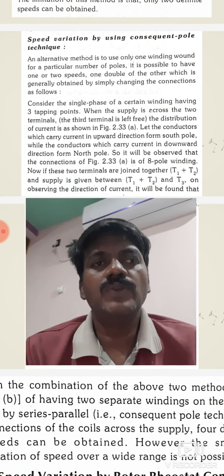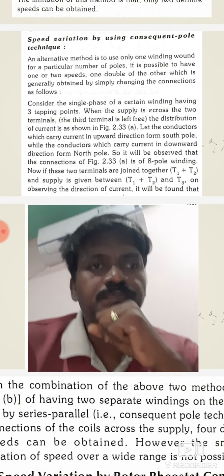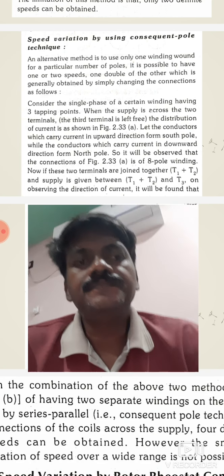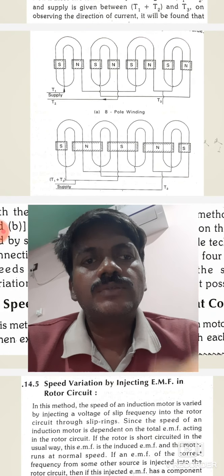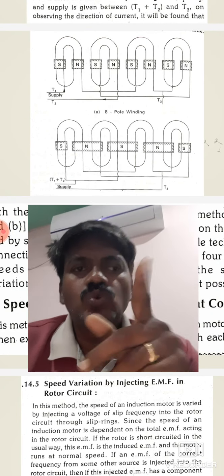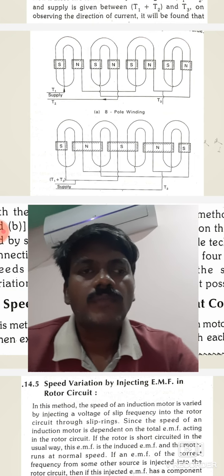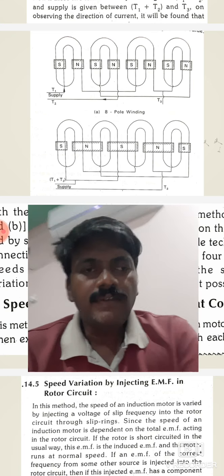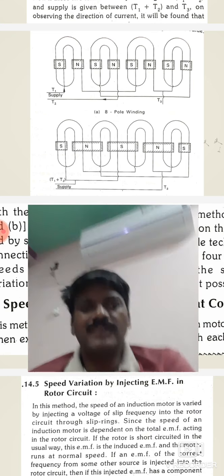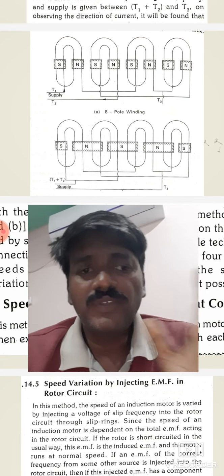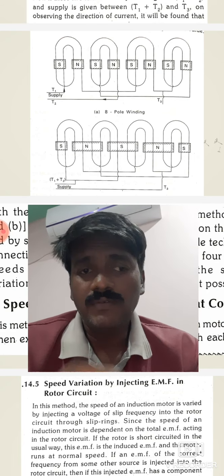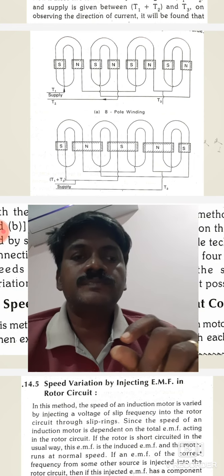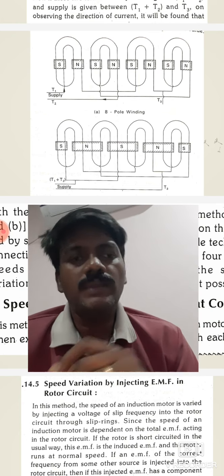Speed variation by consequent pole technique method. So here observe the slide. There are two windings. An alternative method is to use only one winding. In the first case, we are using two separate windings, so the cost of the motor increases, and each and every time if you want one speed, you have to open circuit the other winding, so there is some complexity in that, right?